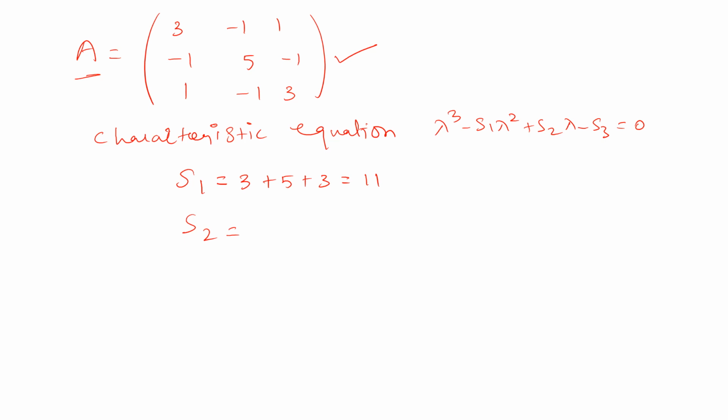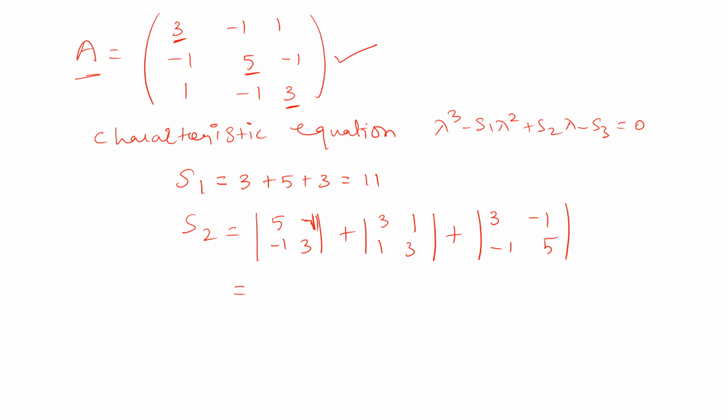Okay, so here the first main diagonal element is 3. The corresponding minor matrix is 5 minus 1, minus 1 3, plus the second diagonal element, which is 5. The corresponding minor matrix is 3 1, 1 3, plus the third diagonal element, which is 3. The corresponding minor matrix is 3 minus 1, minus 1 5.